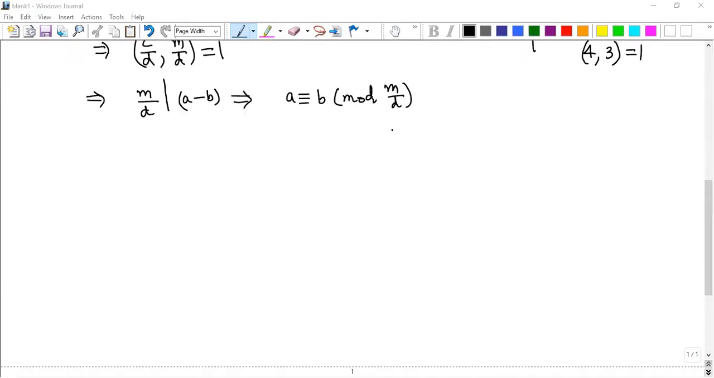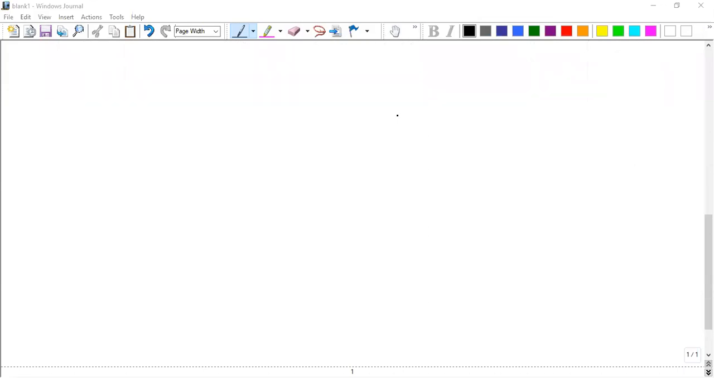Okay, so these are the properties of the congruence. Now we can move to the linear congruences.